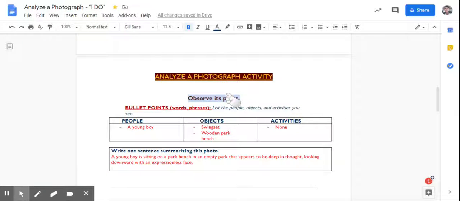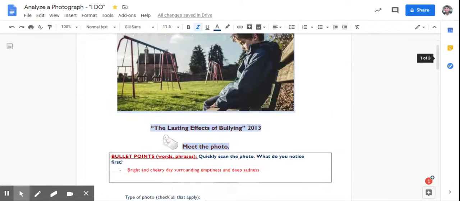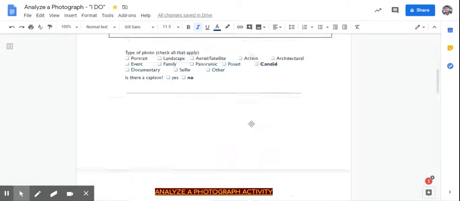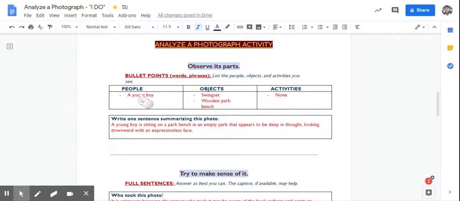Right? So we've met the photograph. Now we got to observe its parts and start just kind of identifying them before we break it down and analyze it. This one, bullet points, words, phrases. We're going to list, well, what I did was list the people, objects, and activities I see. So in the photograph, right, I see a young boy, right? It's the only people, right?